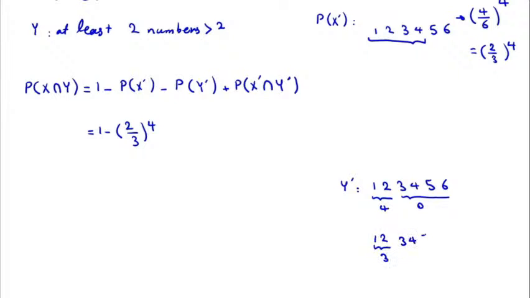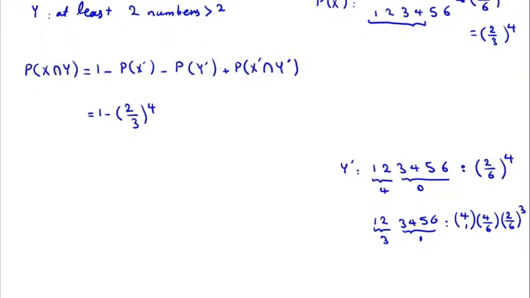3, 4, 5, 6 greater than 2, we have only one number. Now, if we check this one, we have 1, 2, 2 over 6 to the power of 4. All numbers should be here. This part, we roll 4 times, 4 choose 1 for this one, and it will be 4 over 6. The other one will be 1, 2, 2 over 6 to the power of 3.